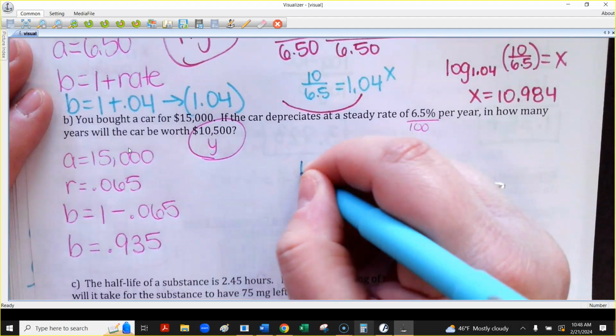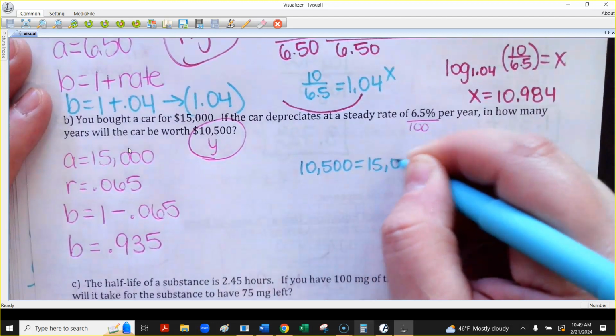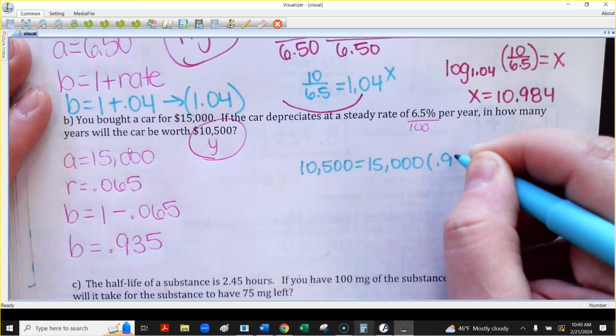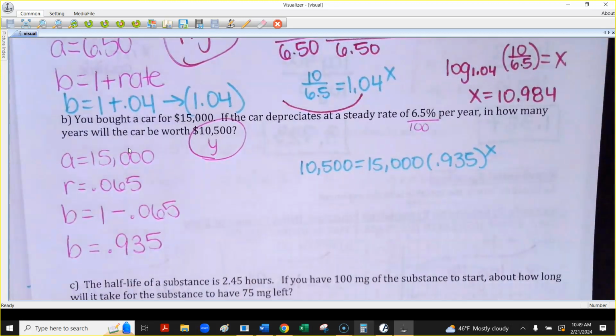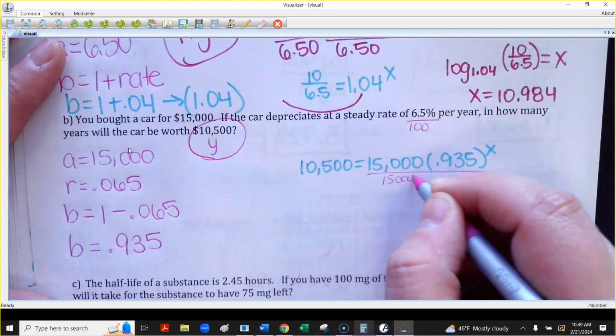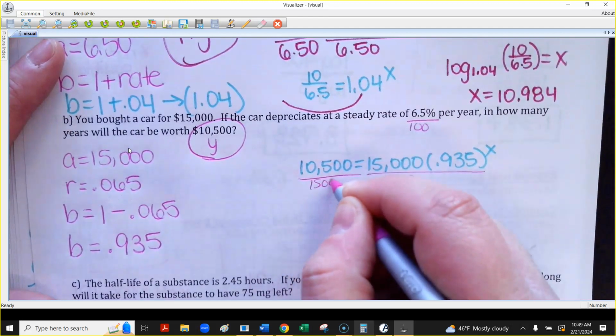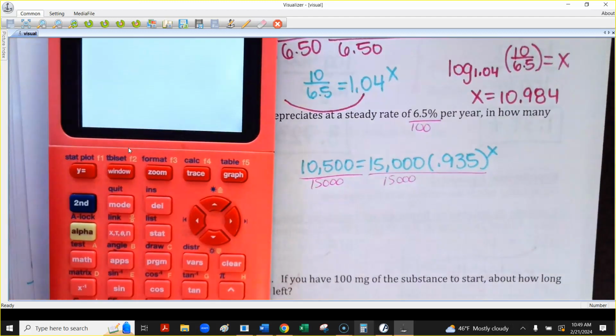So I'm going to do that 10,500, 15,000 here, 0.935 to the X. Okay, again, the first thing, don't multiply that 15K by the 0.935. You're going to divide both sides by 15,000 here. So I'm just going to see what that is, just see if it's a decent number.